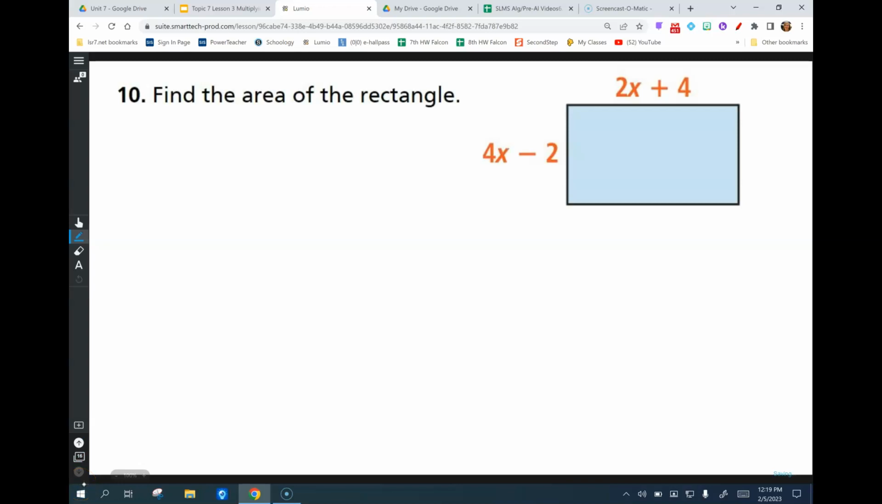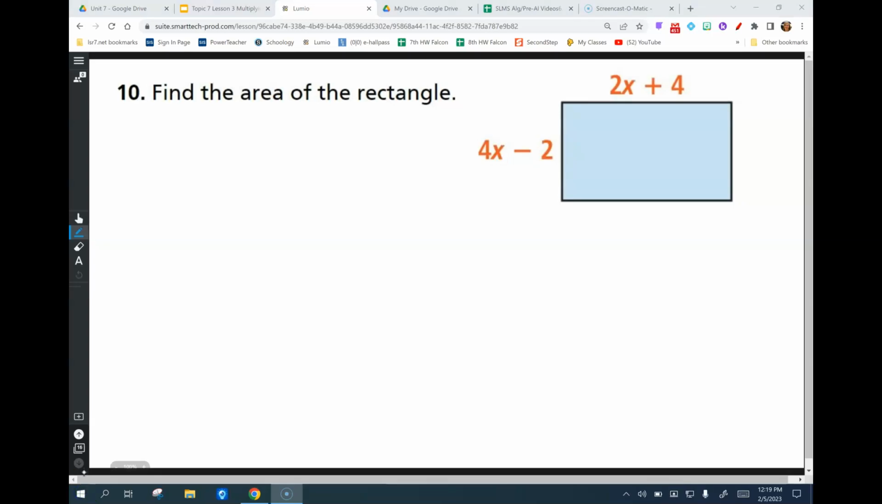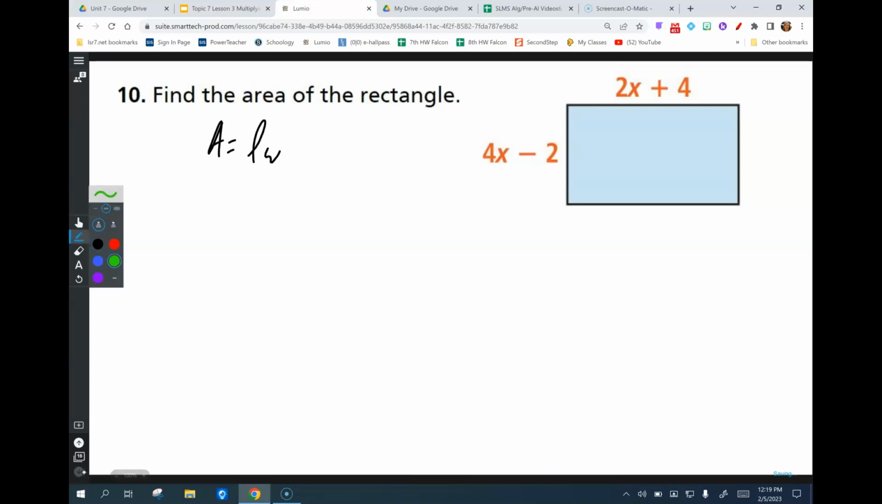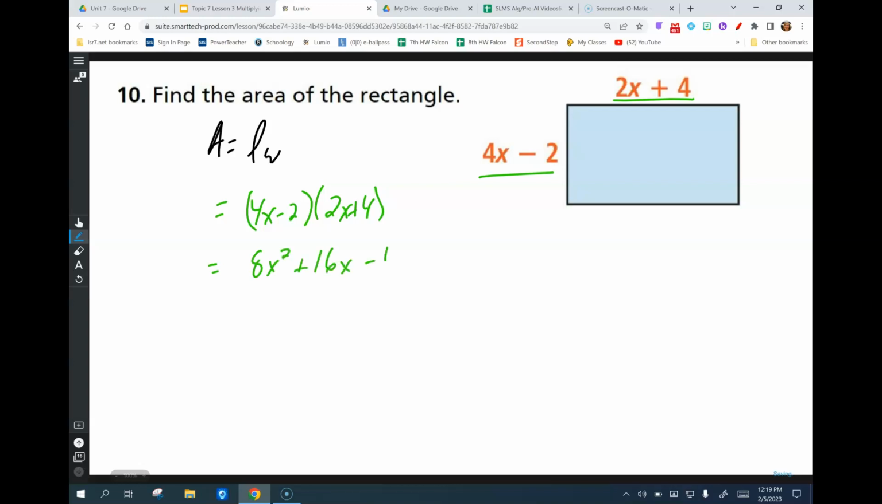Find the area of the rectangle. This is a very typical type of problem where you have to find the area of a rectangle. How do I find the area of a rectangle? That's going to be length times width. Here is my width and here is my length, or vice versa. It doesn't matter because you're going to multiply. So you take 4x minus 2 times 2x plus 4. Remember, with perimeter, you add all the sides. With area, you multiply. So now you distribute, and you get 8x squared plus 16x minus 4x minus 8. So I get 8x squared plus 12x minus 8, and that is the area.